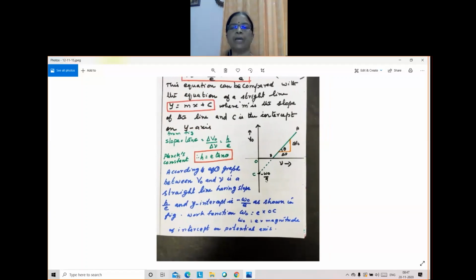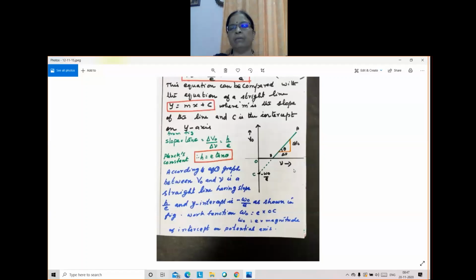Similarly, the work function can also be found. You just extend the graph to meet the y-axis. The y-intercept, that is this OC part. For example, this is 5 volts, that is the value we are getting. So that will give W0 by e. So how will you find the work function W0? e into that y-intercept. If it is 5, e into 5.